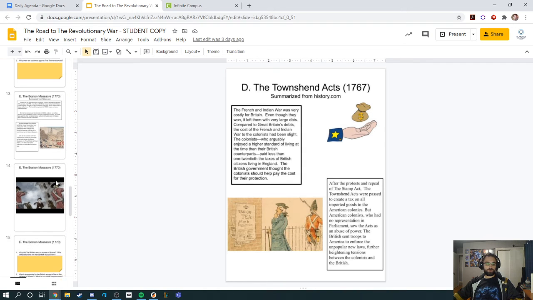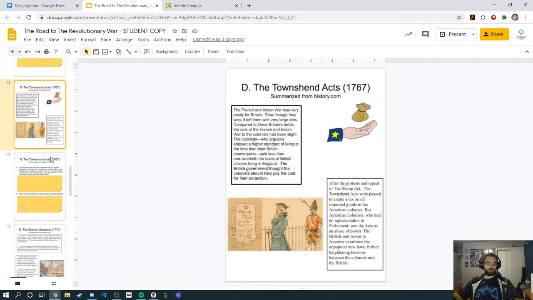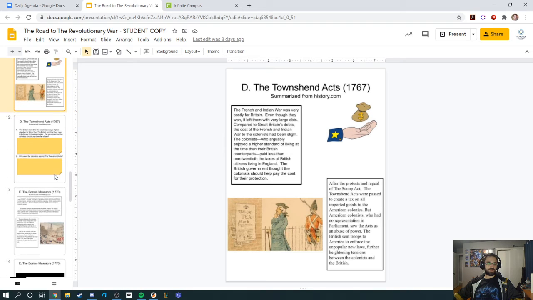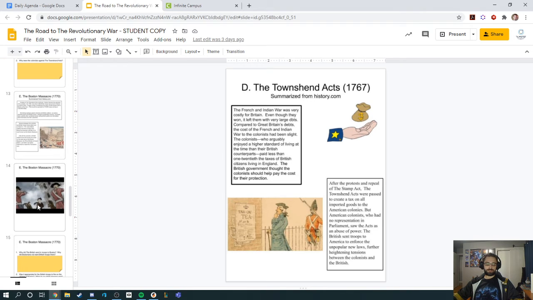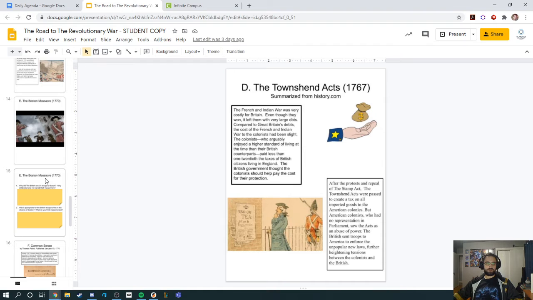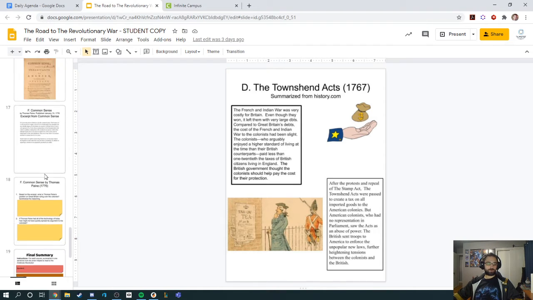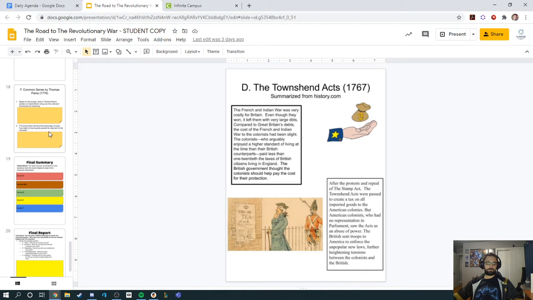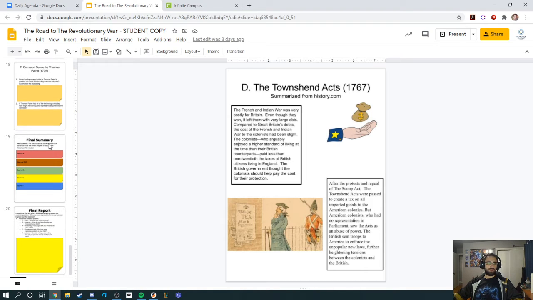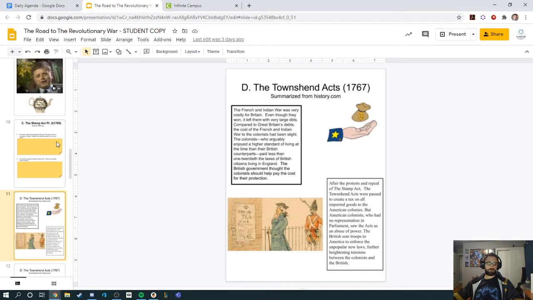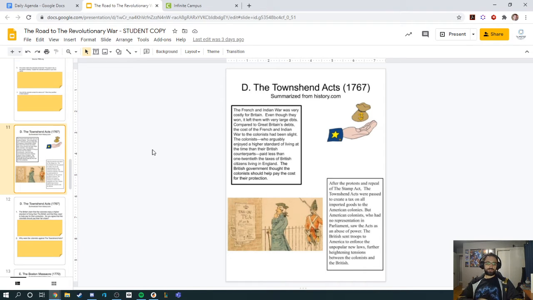We have 3 sources here. I will read through source D and part of source E, and then the second part of source E is a video that you guys can watch on your own. And then I will read through source F as well, and I'll read over the questions. And then I will explain the final summary and the final report. Okay, so here we go. Source D is the Townshend Acts. We talked about these in our notes. So here we go. I'm going to read these out loud to you.